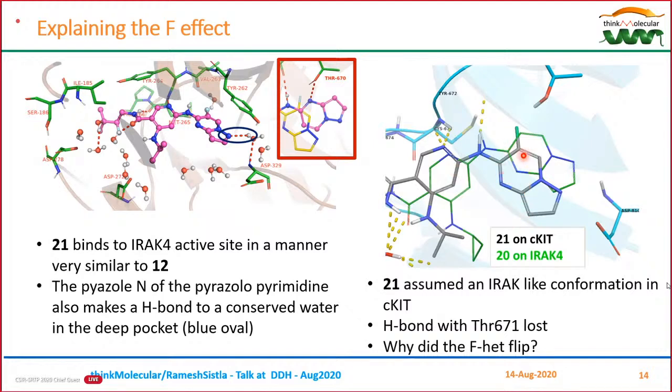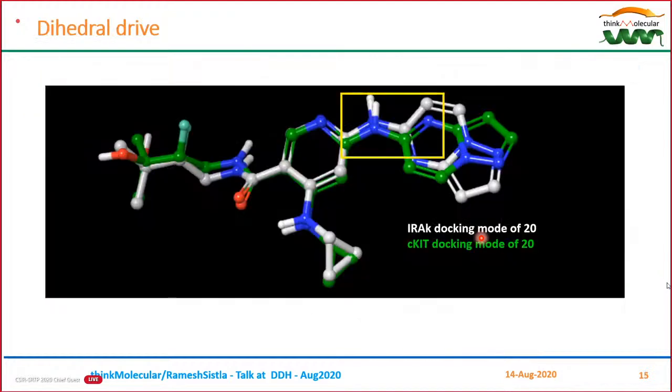Now, why did this fluorinated heterocycle flip? That's the part of the next couple of slides. I'll be done in another 2-3 slides. I think we are doing good with time. So what we did is, this was the IRAK4 binding mode of 20 and the c-KIT binding mode of 20. The green one is the binding mode of c-KIT, whereas the white binding mode is that of IRAK4. As you can see, the ring flip is very obvious.